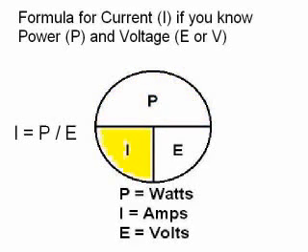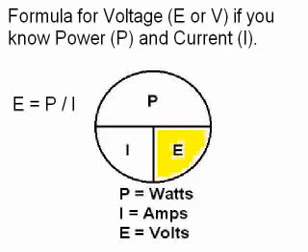Covering the I gives another useful formula that gives current I if you know power P and voltage E or V. Current I equals power P divided by voltage E or V. Covering the E gives another useful formula that gives voltage E or V if you know power P and current I. Voltage E equals power P divided by current I.